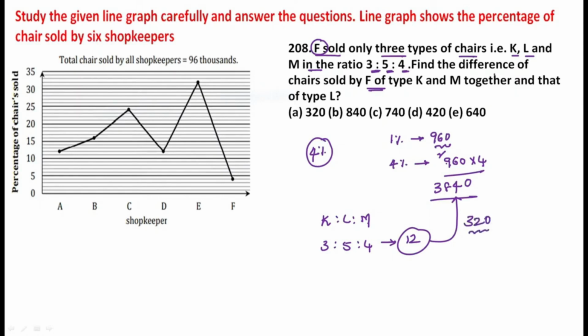Now the question: you have to identify the difference of chairs sold by KM together, guys. KM together is K plus M, exactly equal to 7 units. And L sells 5 units. Now the difference of these two is exactly equal to 2 units. Each unit is equal to 320, so 2 units is exactly 640. Now you can choose your option, 640.